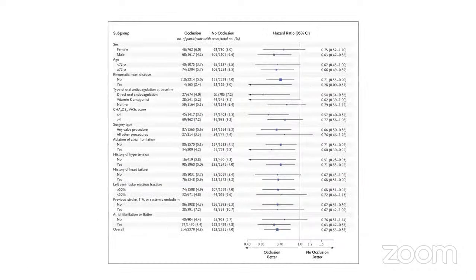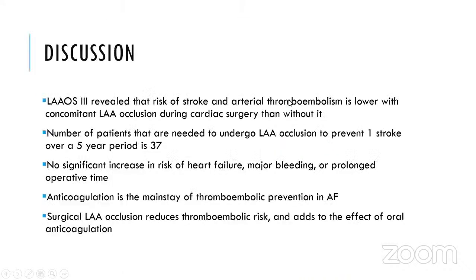The subgroup analysis was consistent with the findings. There were no significant findings across all these groups, whether they were sex, age, presence or not of rheumatic heart disease, type of oral anticoagulation, CHA2DS2-VASc score, and so on. All these results were in favor of occlusion of the left atrial appendage.